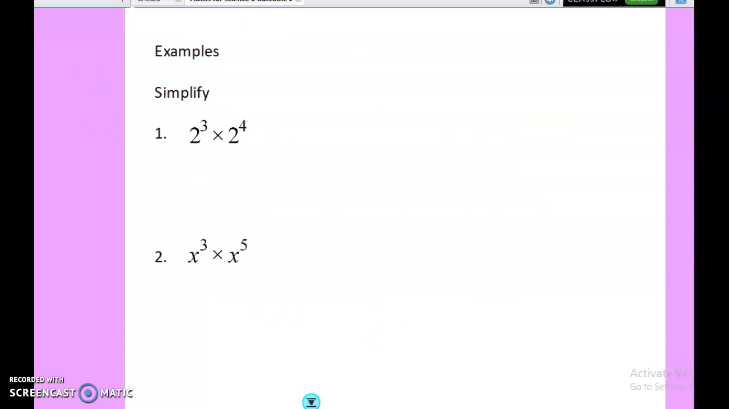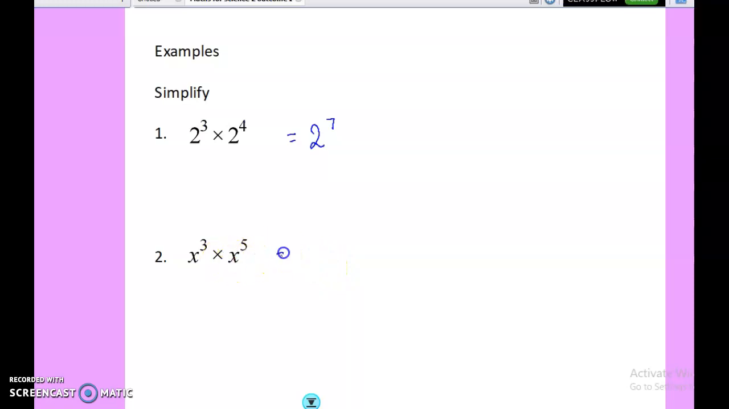Let's do some examples then. We've got 2 to the power of 3 times 2 to the power of 4. Now the 2 is the base, it stays the same. We then add the powers, so 3 add 4 is 7. So we get 2 to the power of 7.